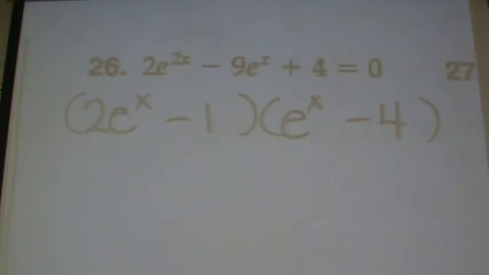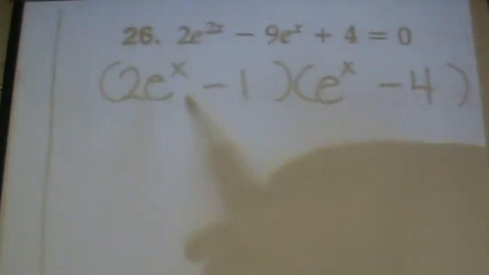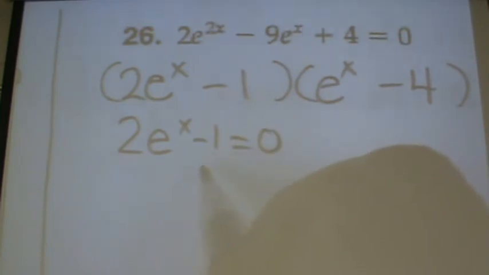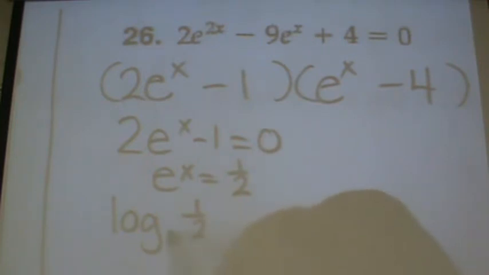Questions, anyone? And go ahead, what do you do next? Add 1 and divide by 2, right? And you get e to the x equals 1/2. So what are you finding, ln of what? ln of 1/2, which is negative 0.7.